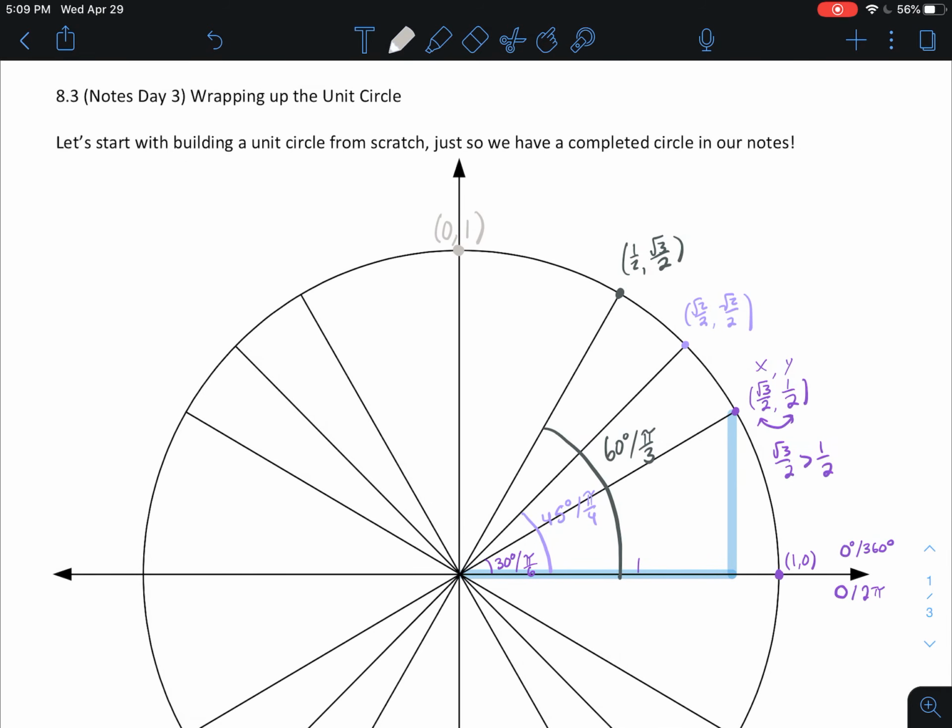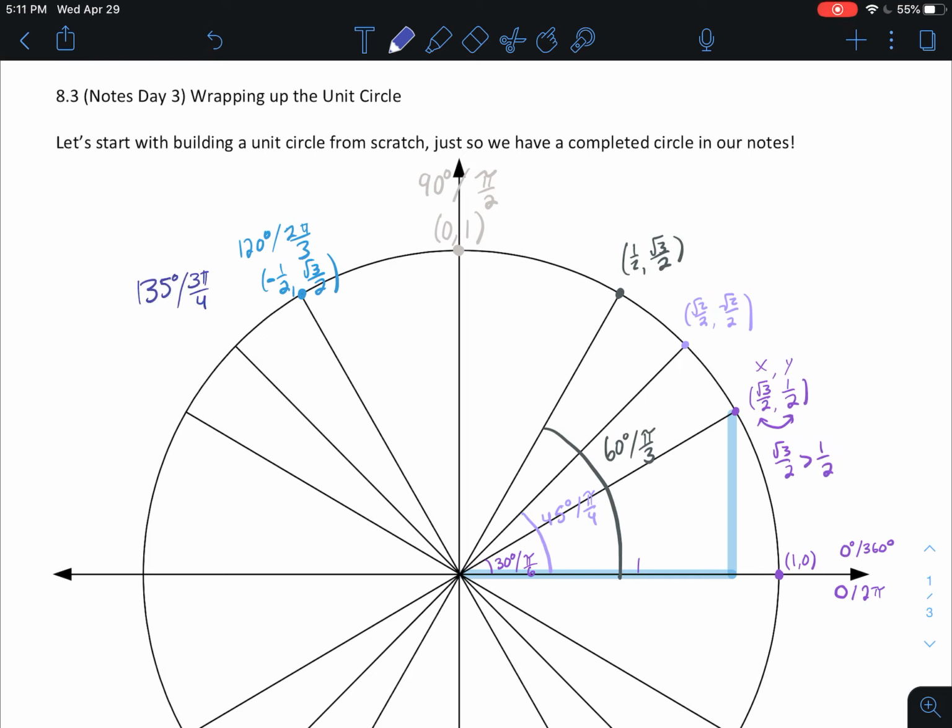Okay, and then the next point after that one that we have is our next 45-degree angle, which 45 degrees past 90 degrees is 135 degrees, also known as 3 pi over 4. And then the point here is (negative radical 2 over 2, radical 2 over 2).